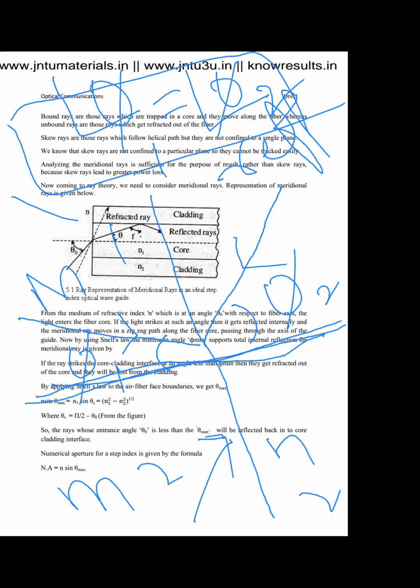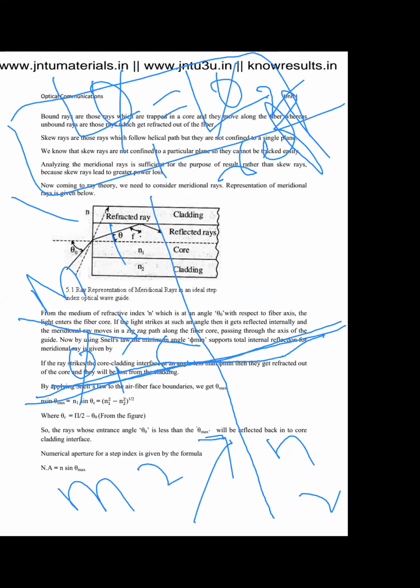Now suppose the wave is incident on medium 1, but it is bent into another medium. It didn't come back into the same medium. It was bent and it came into another medium. This property is called refraction. I repeat, if the wave is incident and gets back into the same medium, it is called reflection. If the wave is incident on one medium and it gets bent into another medium, then that property is called refraction. I hope you understood this.